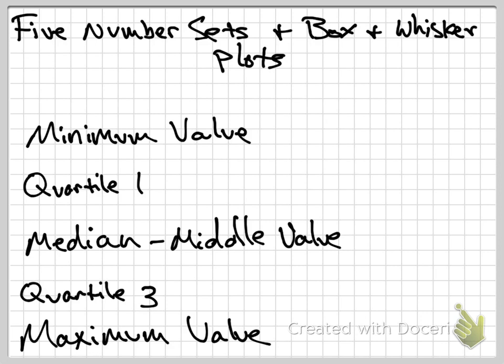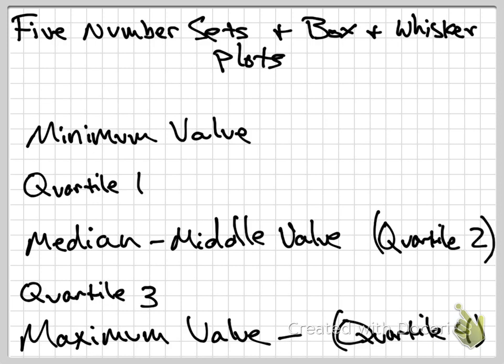So when we talk about this, you might be going, well, why is there only 1 quarter and 3 quarters? Well, there actually are 2 other quarters, and you just know them by different names. So the median is another way to describe quartile 2, and the maximum is another way to describe quartile 4. We'll talk about that a little bit more once we create our box and whisker plot.